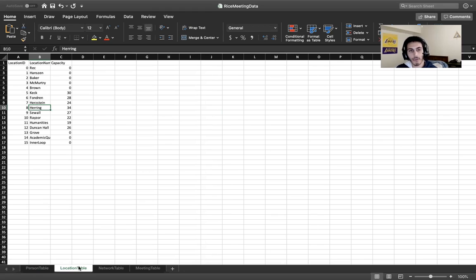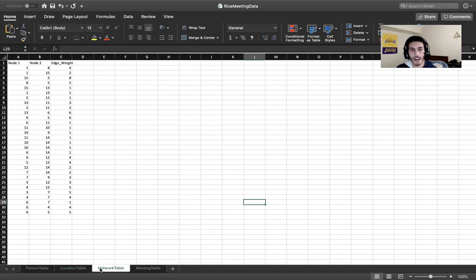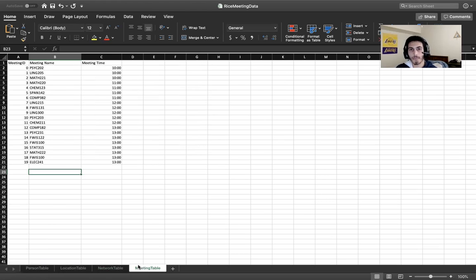The third table is our network table, which has 2 nodes that connect to each other. This is meant to find the shortest path between 2 possible locations and track how many interactions there are between people throughout their time traveling from one location to the next. And last is our meeting table, which has the meeting names and the meeting start times. Next, I'll pass it to Matthew, who will talk about optimization and results.